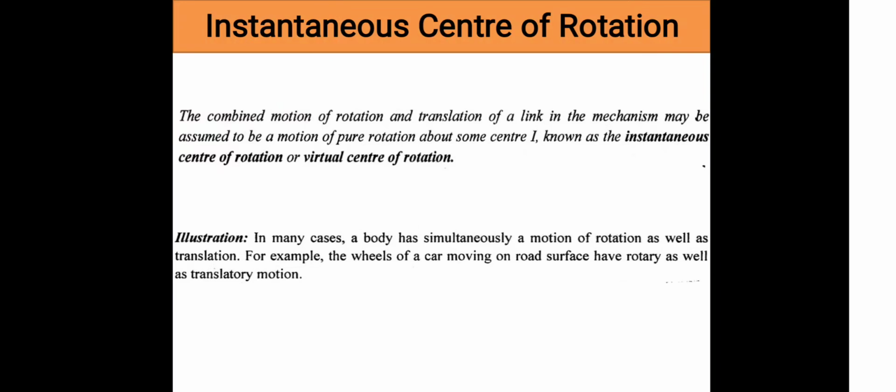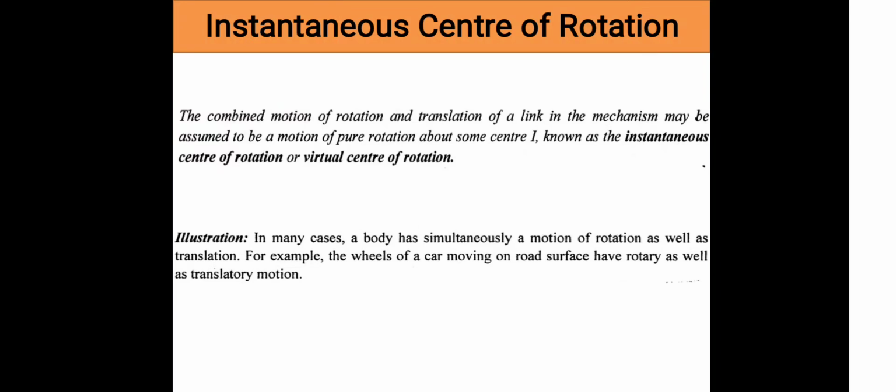Next we are going to discuss the instantaneous center of rotation. What is the instantaneous center of rotation? At this instant, for a floating linkage, which point is the center for the rotation of the motion? The combined motion of rotation and translation of the linkage happens in a floating linkage. It may be assumed to be purely rotation about some center. So that center is known as the instantaneous center or virtual center of rotation.